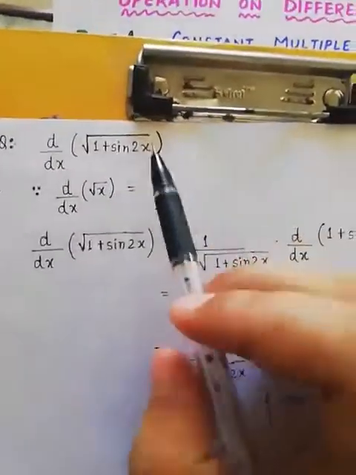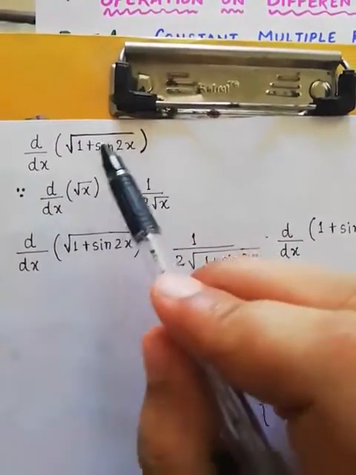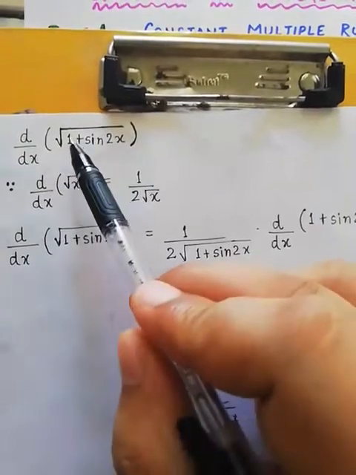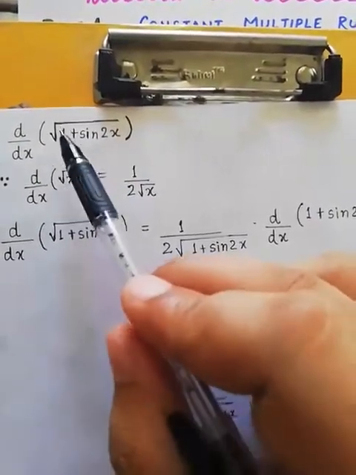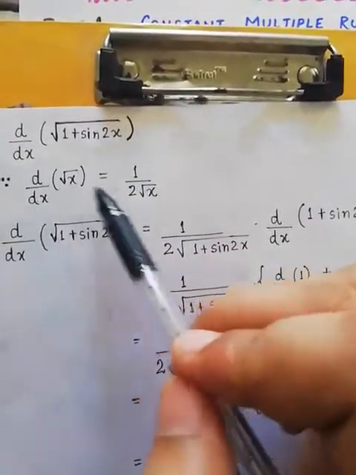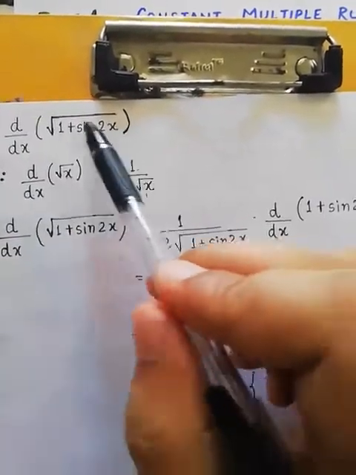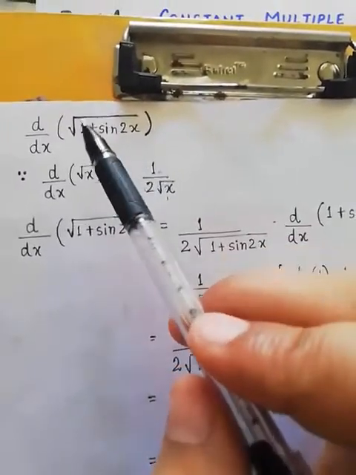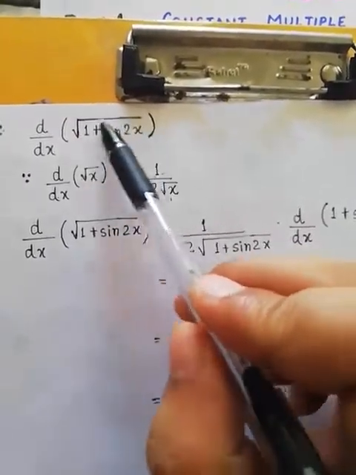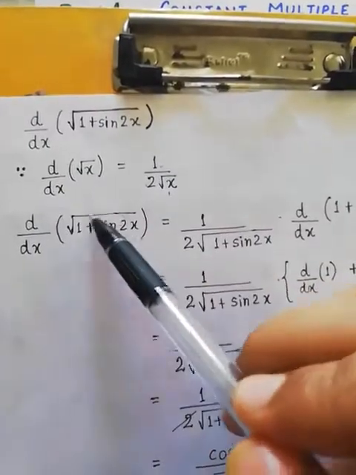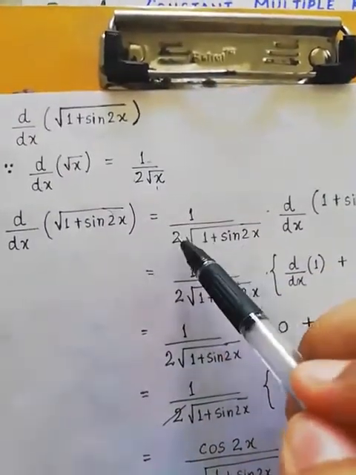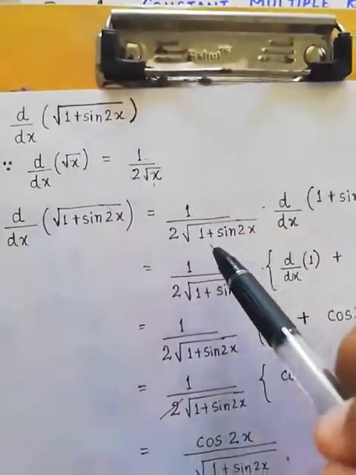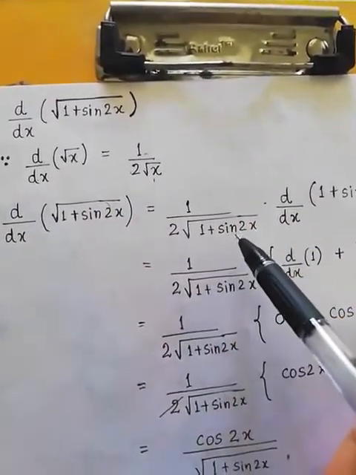Suppose you have to do the differentiation of this function √(1 + sin 2x). Now of course this is not a single function x. If this was a single function x only, then differentiation of √x gives you 1/(2√x). But this is 1 + sin 2x. Then how do you do the differentiation of this? For that we assume this whole thing equals x. Then what is the differentiation of this whole x? 1/(2√x). So in place of x you are assuming this is 1 + sin 2x. So in place of √x write √(1 + sin 2x).